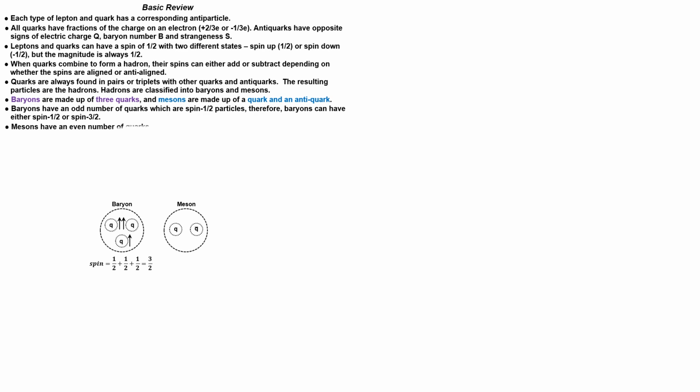Mesons have an even number of quarks. Their spins always combine to form an integer. Thus, mesons are either spin 0 if the two quarks are unaligned, or spin 1 if the two quarks are aligned. Look at the example.